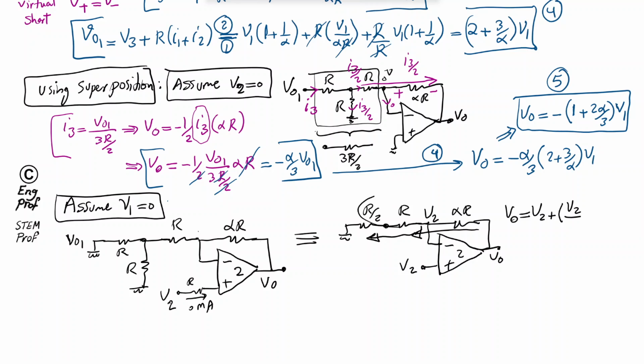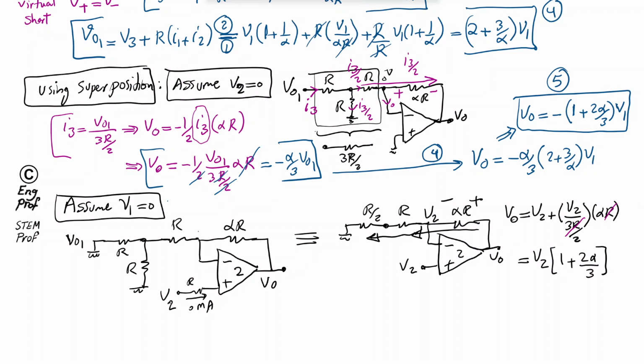divided by this resistor, which is 3R/2, times the alpha R that this current is flowing through and results in an additional voltage drop that adds to V2 to give us V out. So therefore, we get times alpha R. This is exactly the gain of the non-inverting amplifier. So if I factor out V2, I get V2 times 1 plus 2 alpha. So obviously you can see that R and R cancel out, and then we get 2 alpha divided by 3.